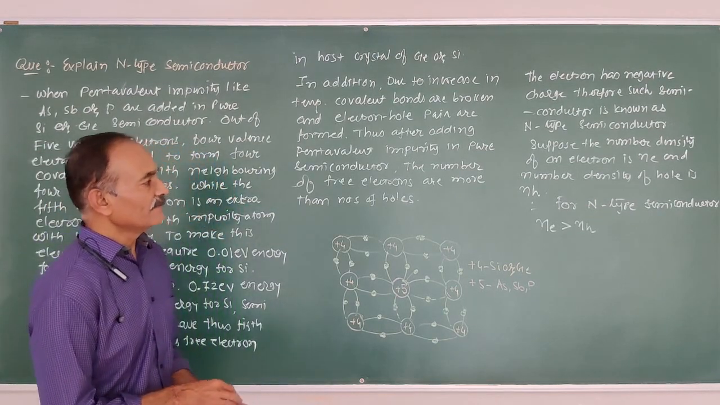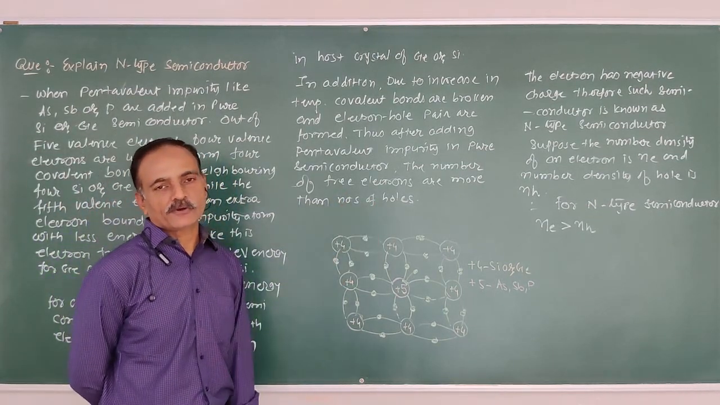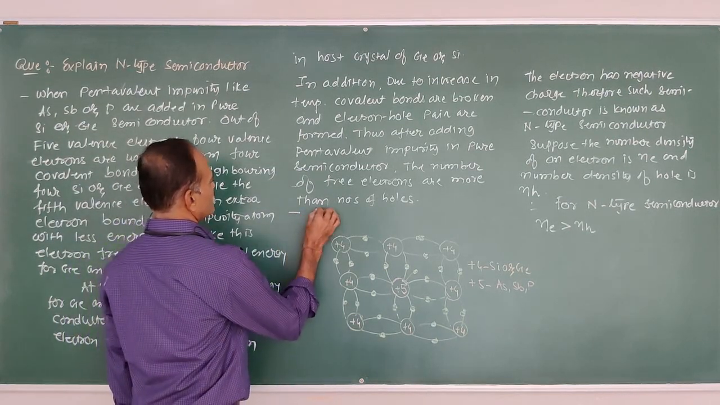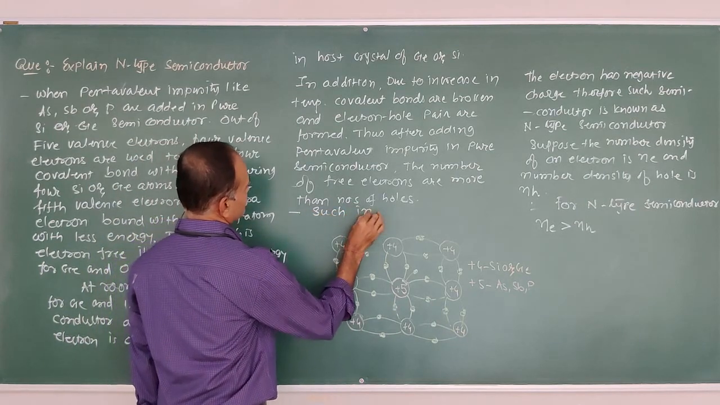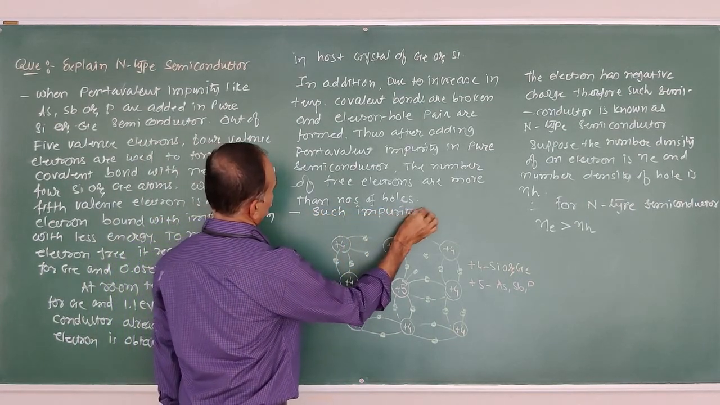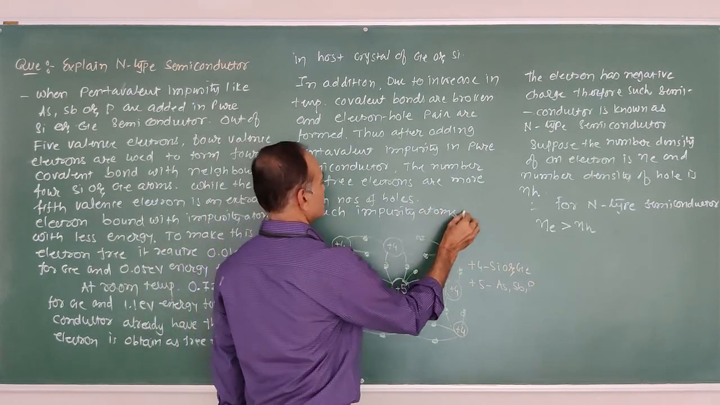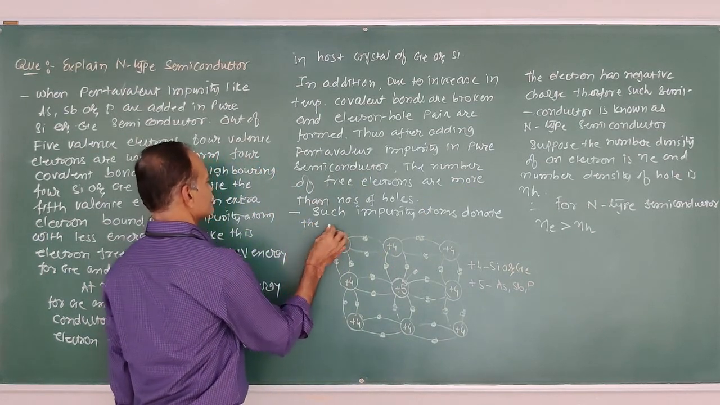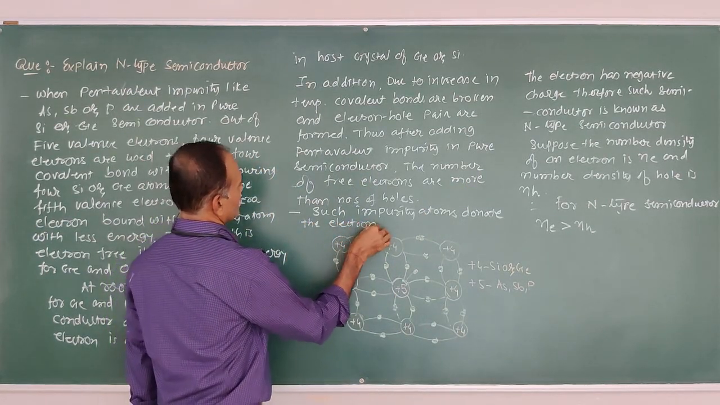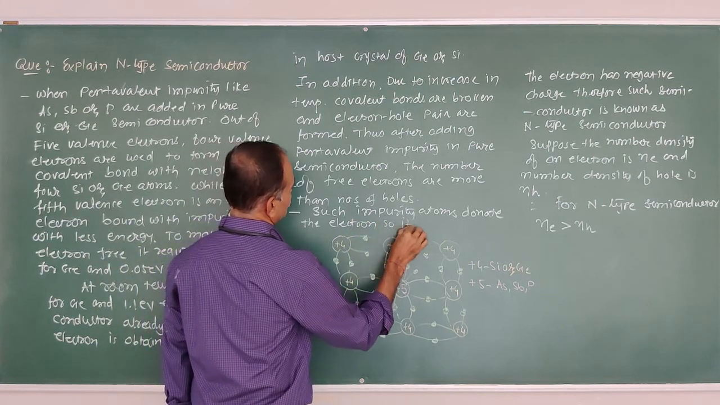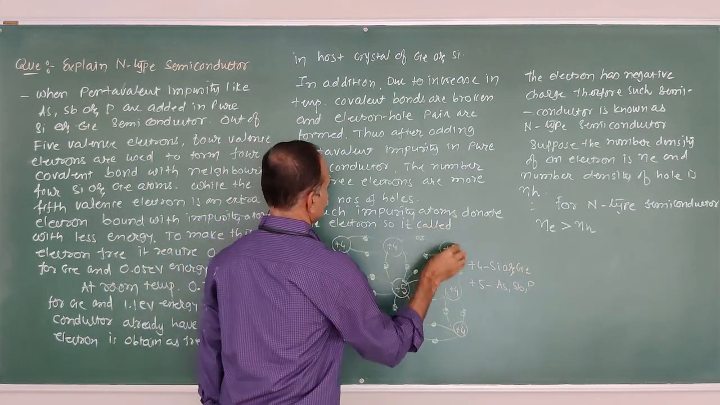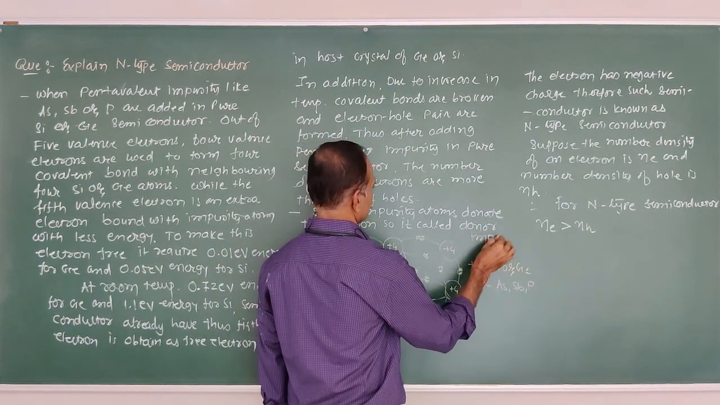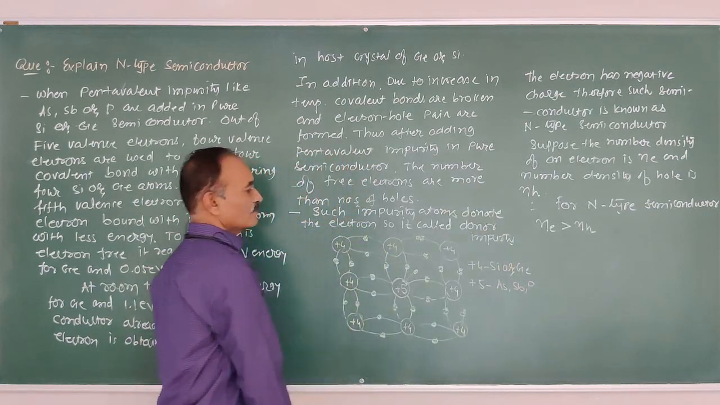Now this impurity atom donates the electron, therefore it is known as the donor impurity. Such impurity atoms donate the electron, so they are called donor impurities.